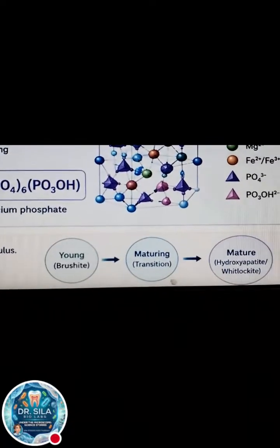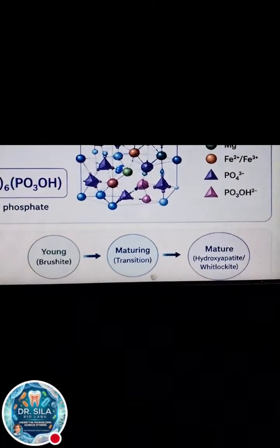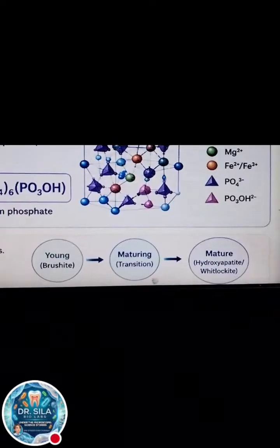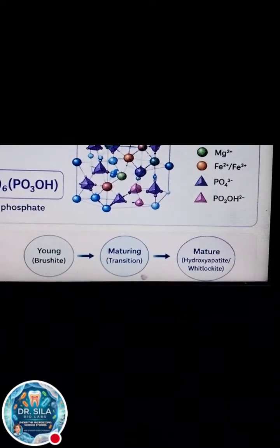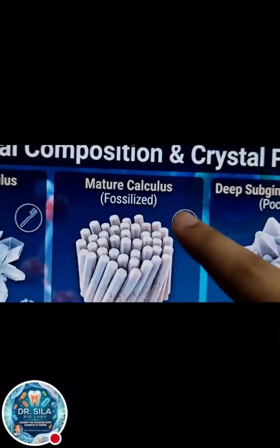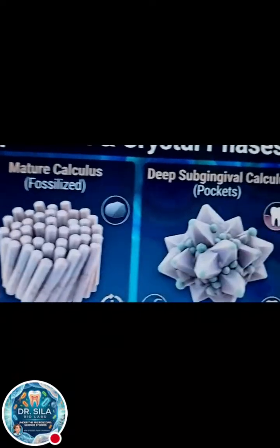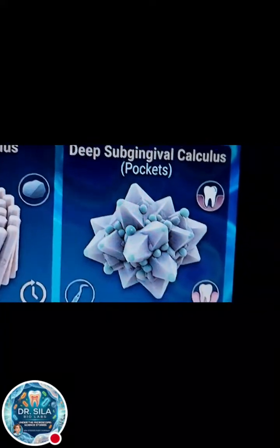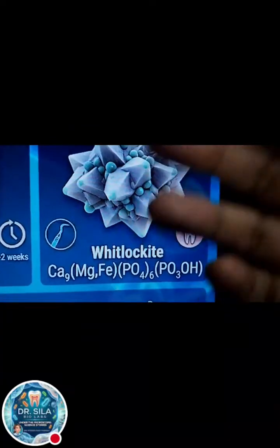Young brushite matures, transitioning to the mature hydroxyapatite. If it is subgingival, it's whitlockite. Young calculus, brushite. Then hydroxyapatite, mature calculus. Then the subgingival calculus, in the periodontal pockets, is whitlockite.